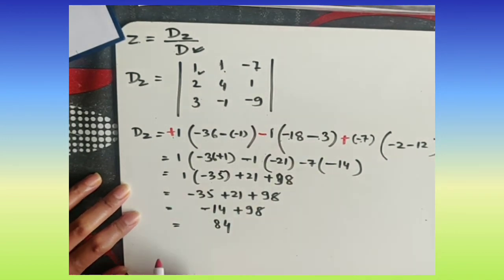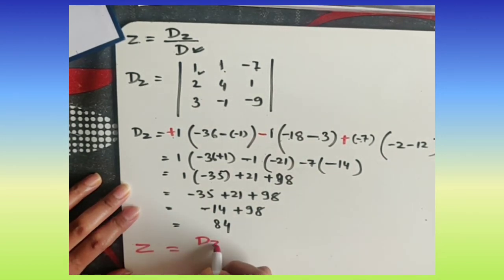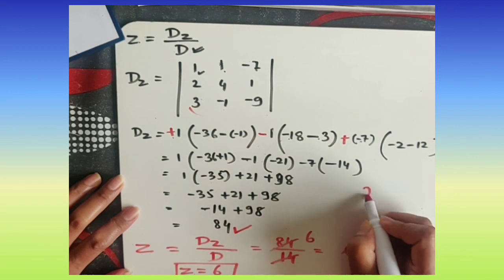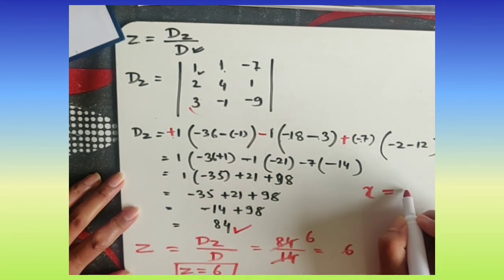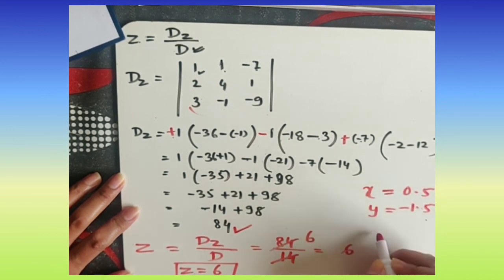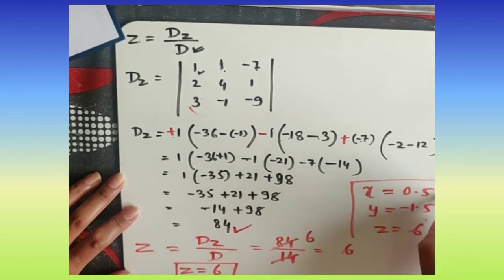Now we need to find out z. So z equal to determinant of z over d, the determinant of the coefficient matrix, which is 84 over 14, equal to, you can cancel it out, this will give you 6. So the value of z equal to 6. In this way we found out x equal to 0.5 and y equal to minus 1.5 and z equal to 6. So we used Cramer's rule to solve the 3 linear equations.